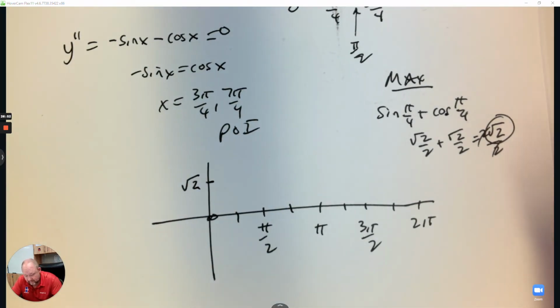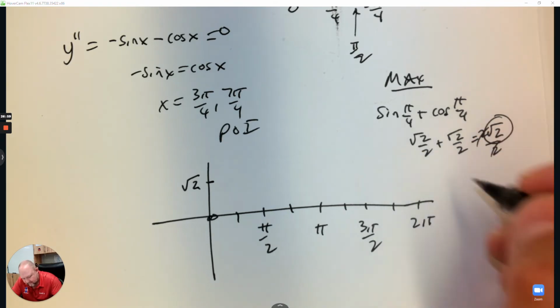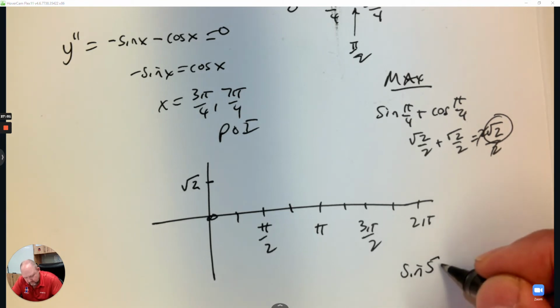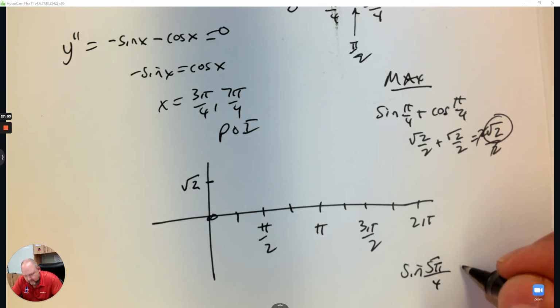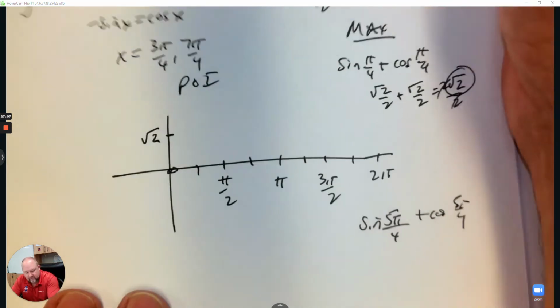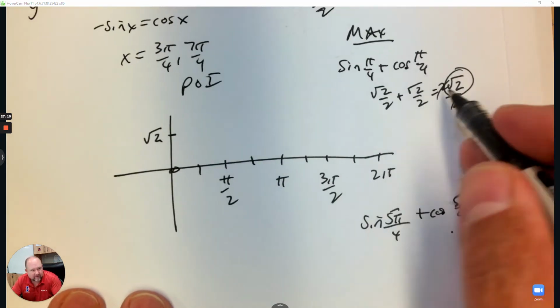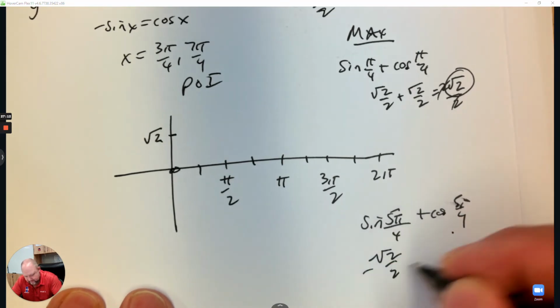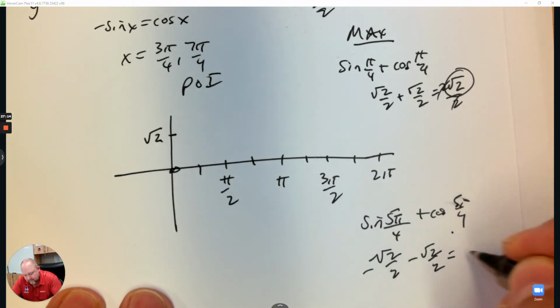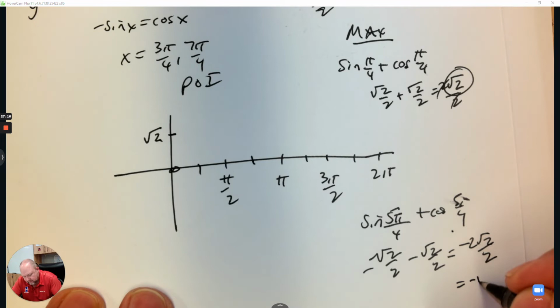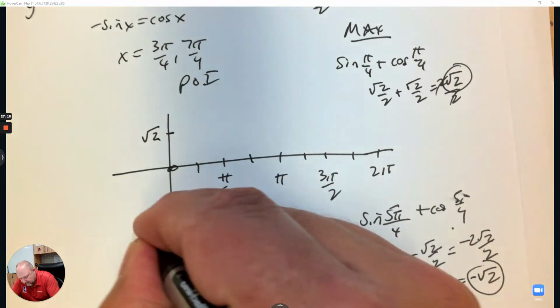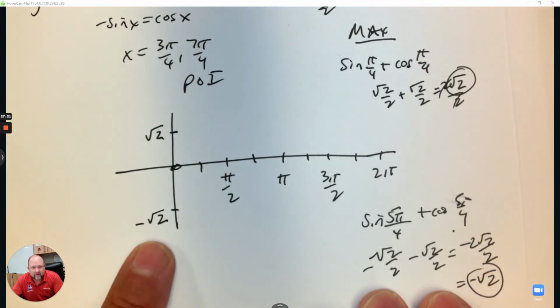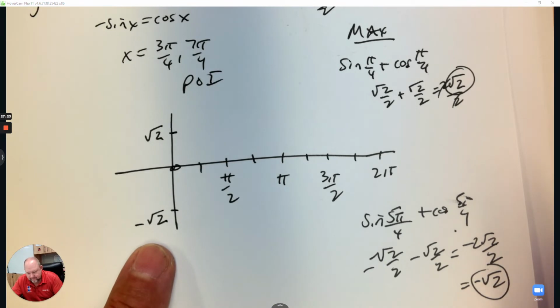The smallest value is when you plug in 5 pi over 4. So the sine of 5 pi over 4 plus the cosine of 5 pi over 4. So you're going to get the same situation. It's negative, negative, right? So it's negative 2 root 2 over 2, which just equals negative root 2. So that's here at the bottom somewhere. Again, it's smaller than negative 1. I'm happy just doing that.